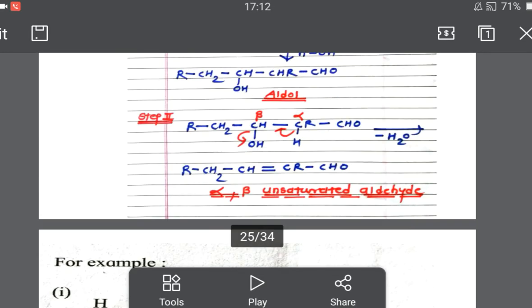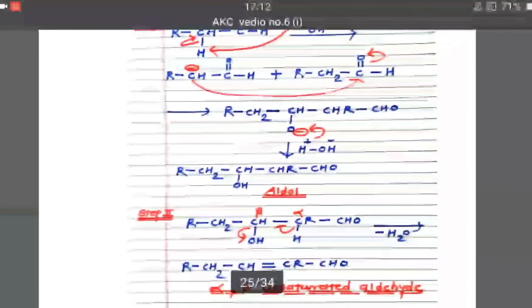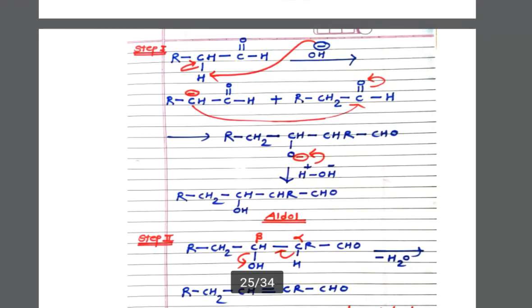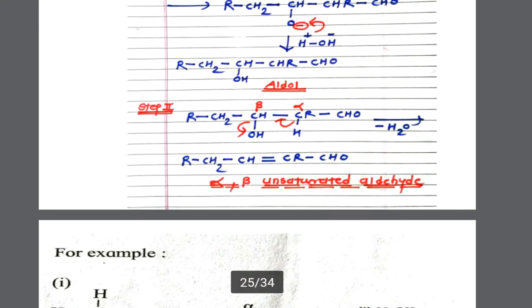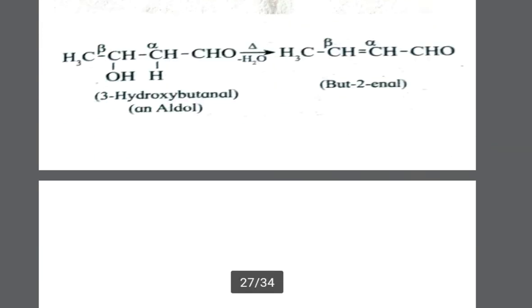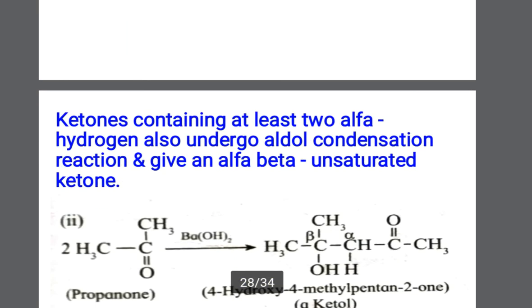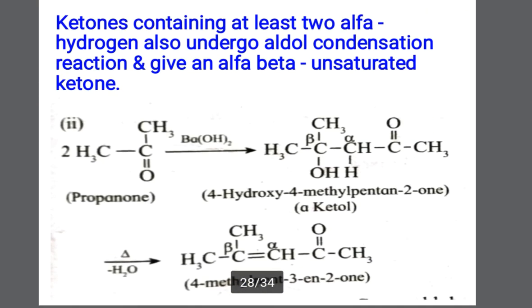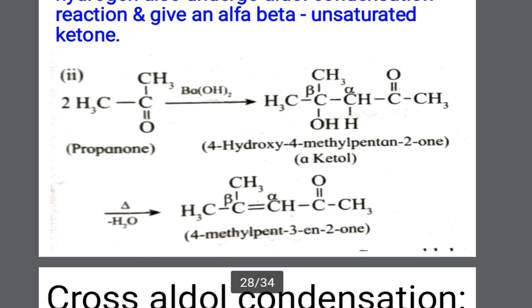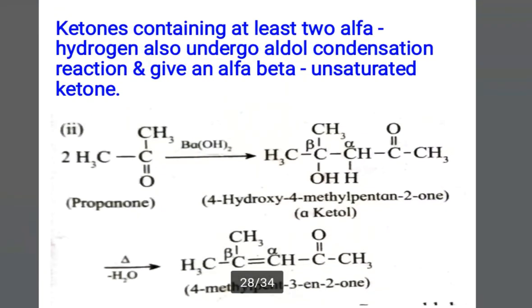See here, I already explained how it takes place, the formation of aldol and alpha beta unsaturated aldehyde. So you just apply this mechanism for the ketone or for this type of aldehyde and try to form the products, that is aldols and alpha beta unsaturated ketone. Okay, so this is the ketol and the final product formed is alpha beta unsaturated ketone.